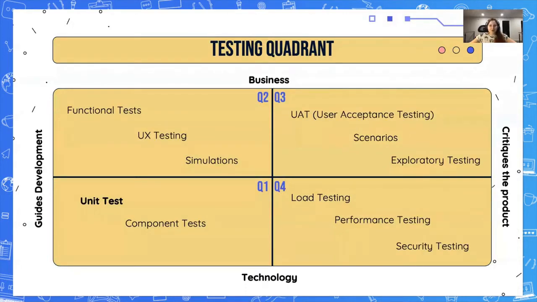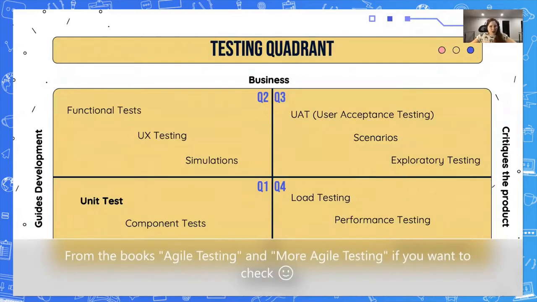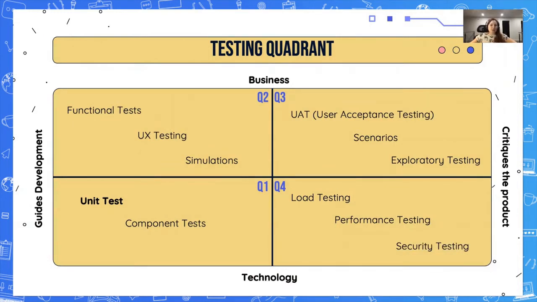To continue, I present you the test quadrant. In here is more about the type of test. Just be aware that those tests are classified by their reason to exist and also their reason to fail. We have 4 aspects in here. Let's start with the first one, which is guides development. This one is meant to help us developers and creators to verify if what we are doing is the right thing while developing the product.